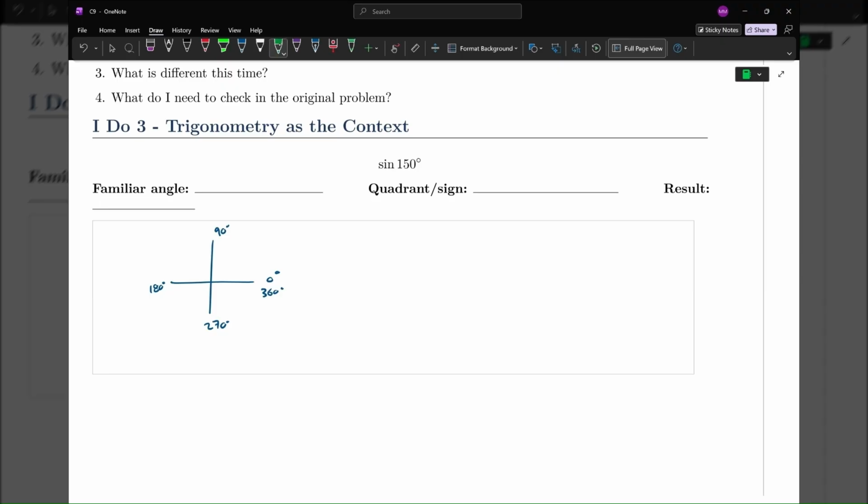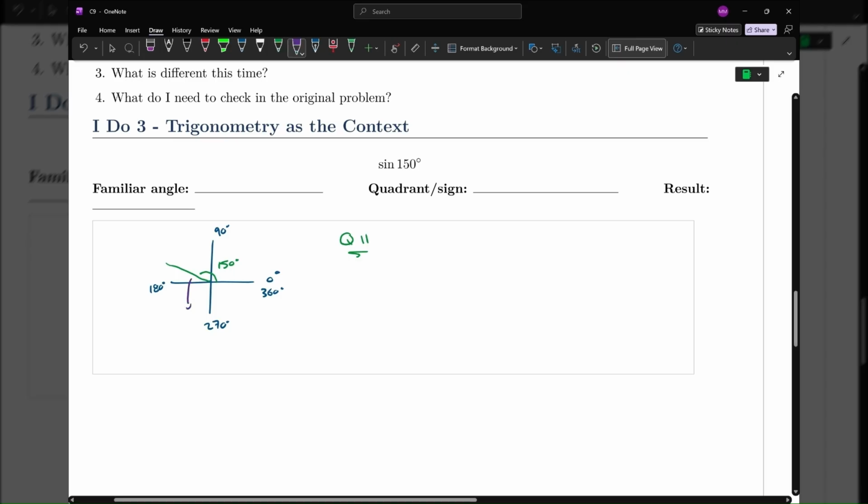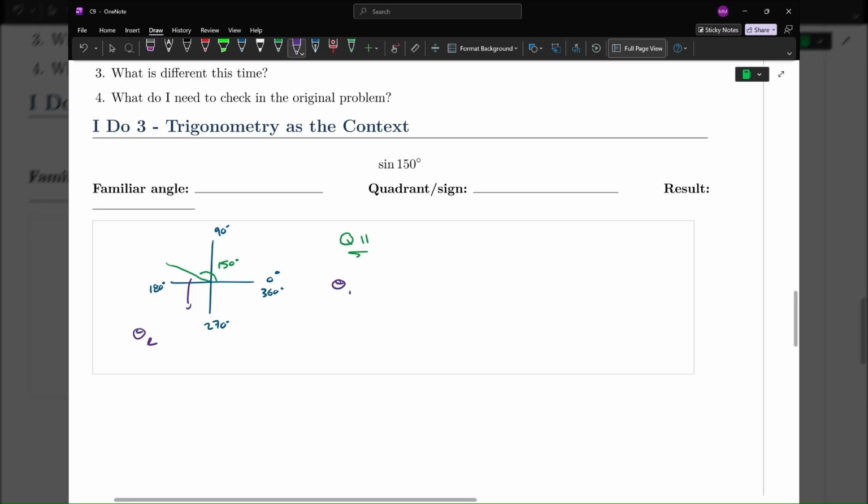So 150, we can see, well, okay, it's between 90 and 180. So 150 looks like that. I can see 150 terminates in quadrant 2. Then let's go after the reference angle. The reference angle is going to be, what's the distance back to that axis? If I look at that picture, 180 degrees is all the way back to the axis. I've turned 150 degrees, so the remainder there is going to be 30 degrees for the reference angle. So my reference angle is 30 degrees.